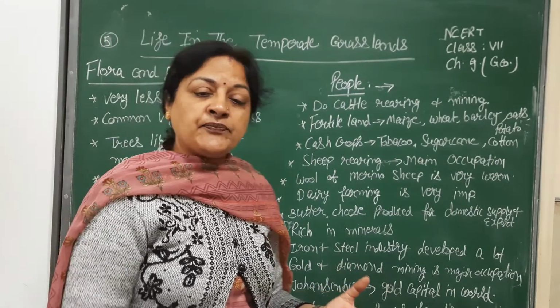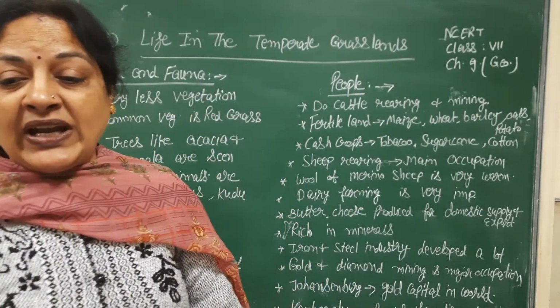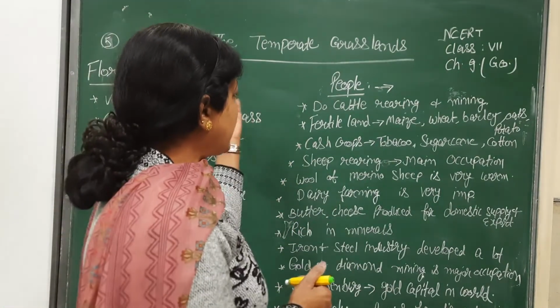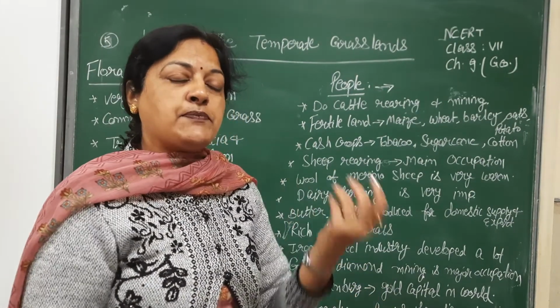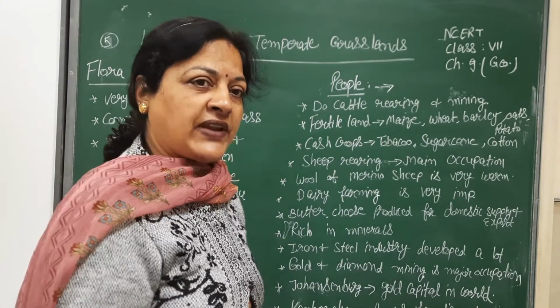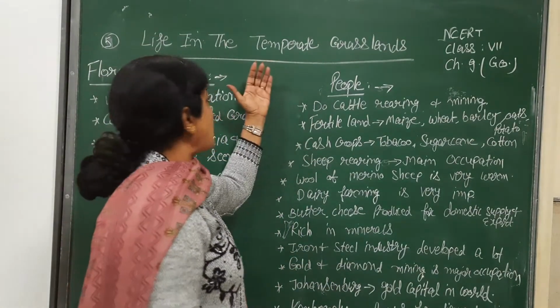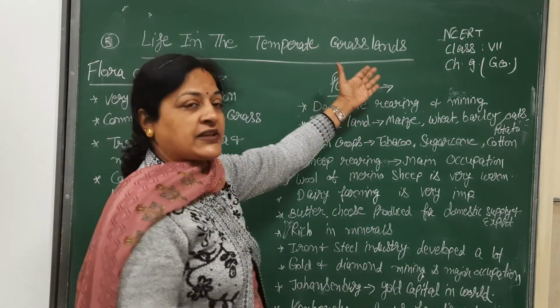So we have seen that the velds and the prairies have different types of vegetation, different types of flora and fauna, and people are engaged in different types of activities. So this was all about this chapter, life in the temperate grasslands.